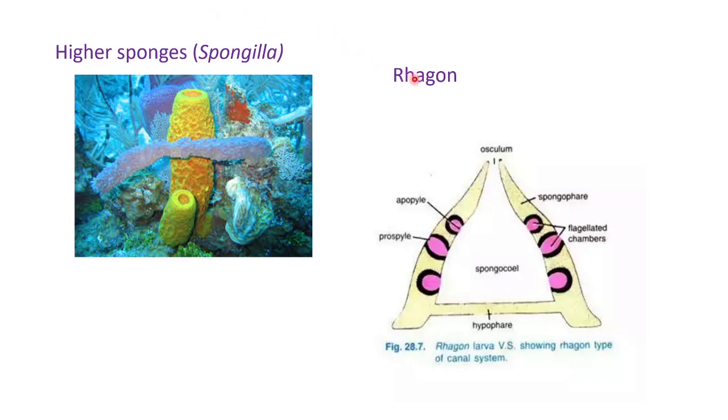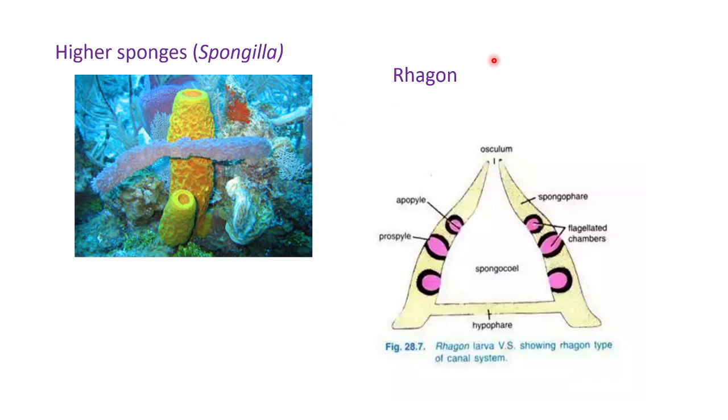Coming to the higher sponges, such as Spongilla, we can see another type of larva called the rhagon. The rhagon is a tent-like larva. It has a base called the hypophare and a triangular structure called the spongophare, with an osculum at the end of the spongophare structure. It also has apopyle and prosopyle structures inside. So higher sponges such as Spongilla have a larva called the rhagon.